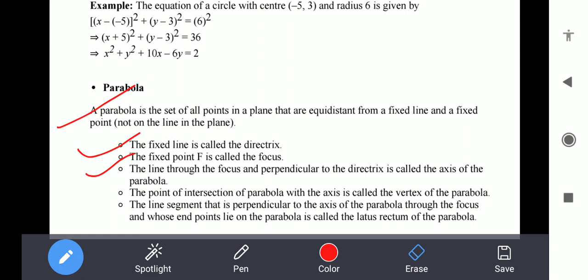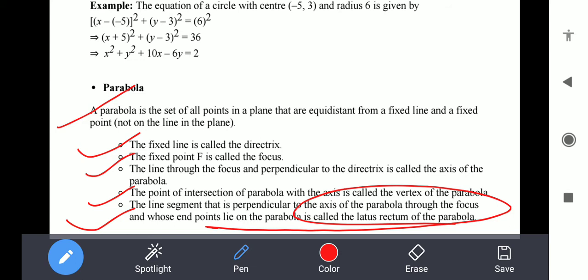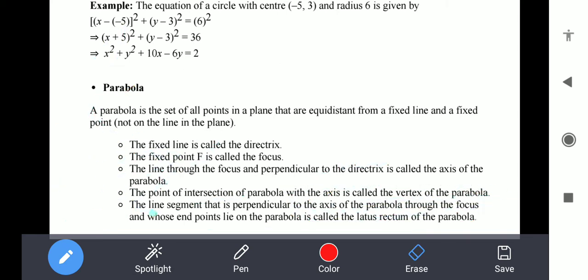The point of intersection of the parabola with the axis is called the vertex of the parabola, and the line segment that is perpendicular to the axis of the parabola and passes through the focus is called the latus rectum, with the condition that its endpoints lie on the parabola. With the help of a diagram you can clear all these points.